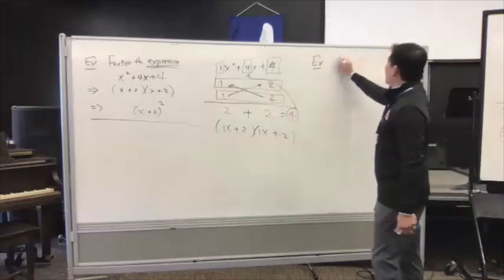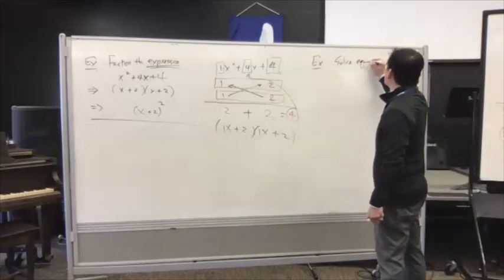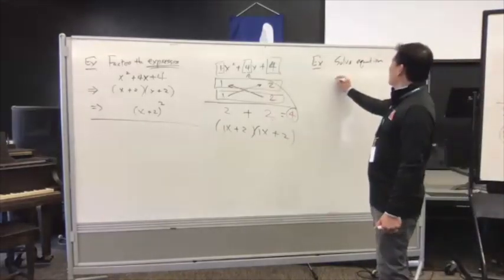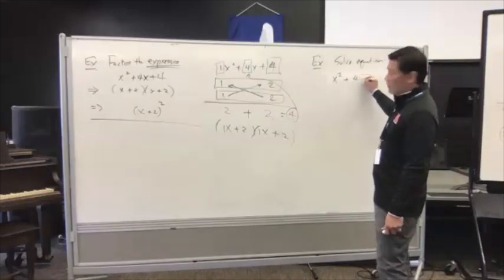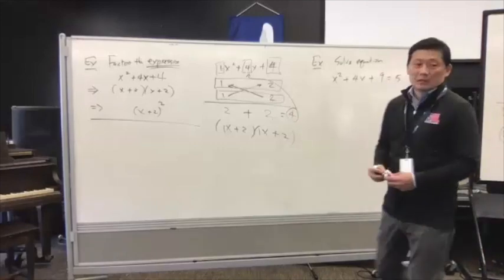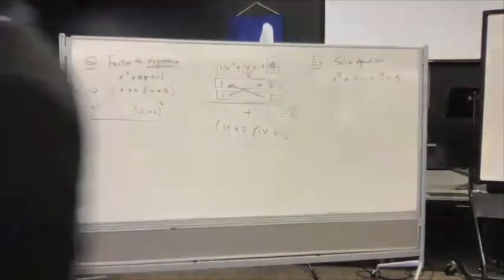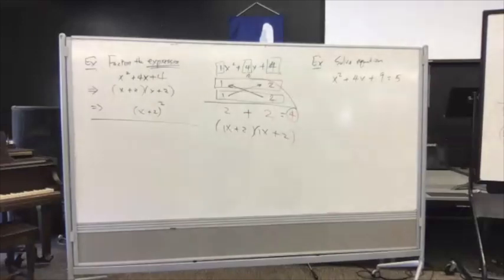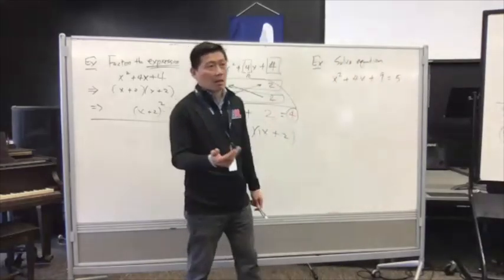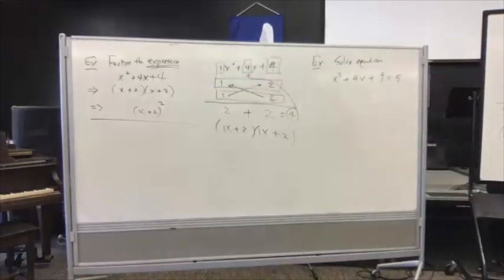Now, solve equation. If I have x squared plus 4x plus 9 is equal to 5, how do I solve this equation using the method of factoring? Well, you would want to make it a factor, so you would want to subtract 5 from both sides. So you get x squared plus 4x plus 4. Yeah. So very, very true.